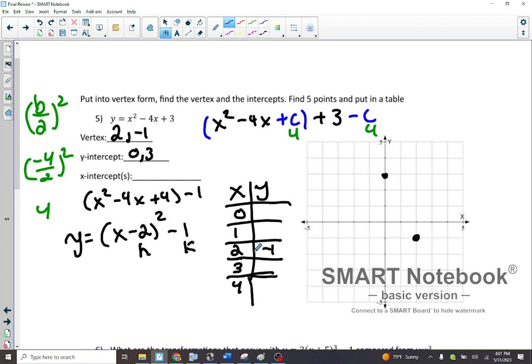From here, I can figure out the next value. If I plug in 1 into the equation, to do it very quickly, you could technically plug it into the vertex form or the original form, whatever's easier for you. But that's going to be 1, 0. If you plug in 0 into the equation, it'll be 0, 3. So I graph those points.